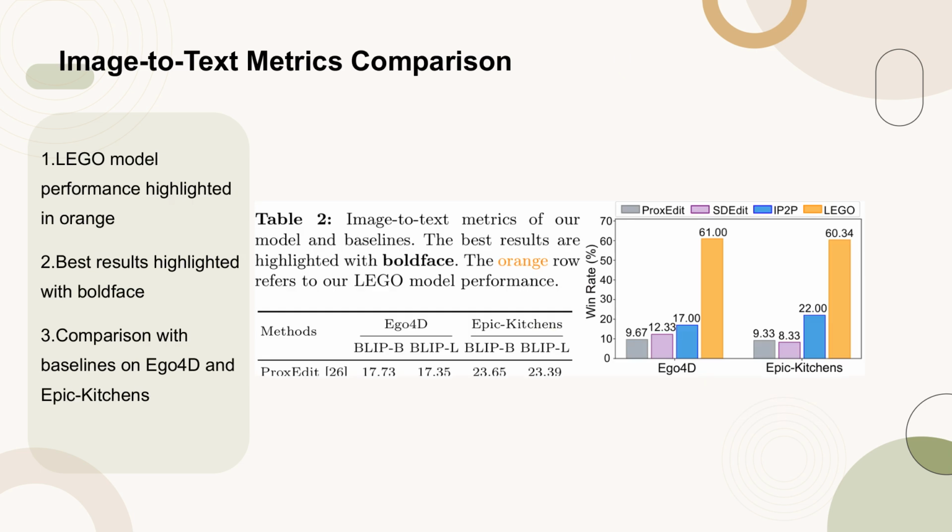Table 2 presents the image-to-text metrics of our model and several baselines. The metrics are evaluated on two datasets, Ego4D and Epic Kitchens. The best results in each metric are highlighted in boldface, and the performance of our LEGO model is indicated by the orange row. This table allows for a direct comparison of our model's performance against other approaches, providing insights into its effectiveness in image-to-text tasks.